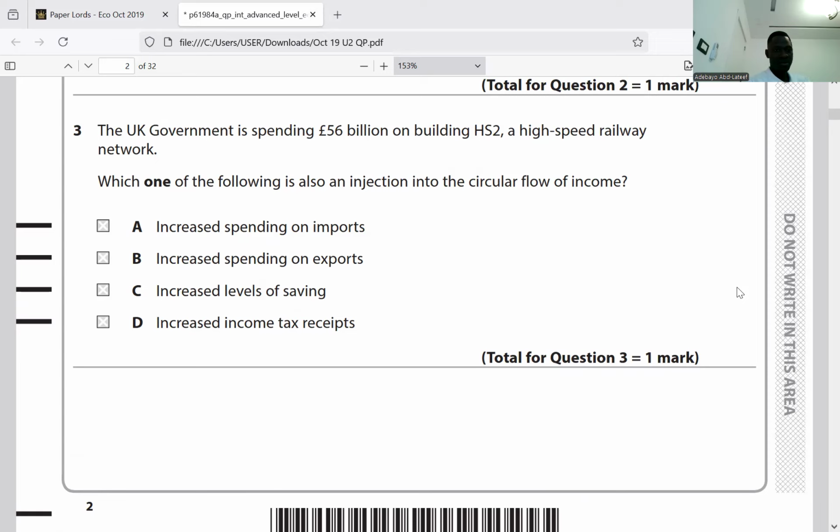Injection, inflow of income, and withdrawals, outflow based on spending, which are importation. What else is outflow? What else is withdrawal? Importation, taxation, saving. That's also withdrawal, right? Okay. So that's question 3 done. So the answer for question 3 is B.